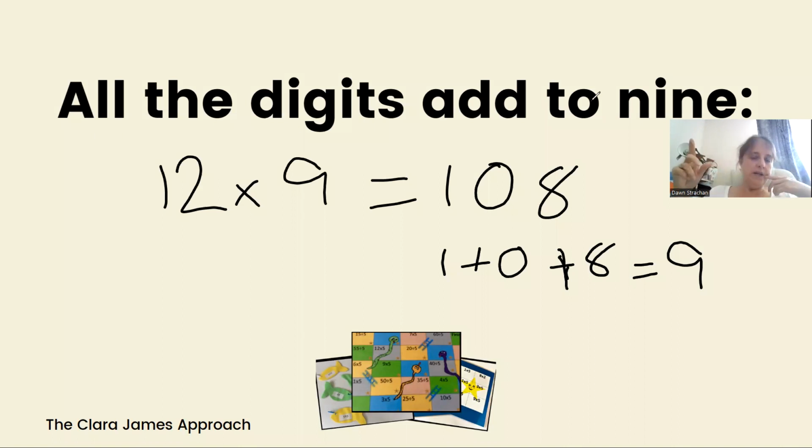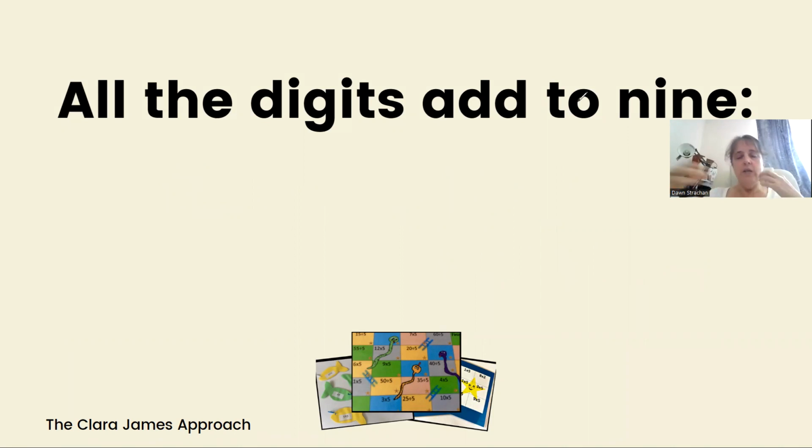And so it's just a quick and easy tip. So if you think you've come up with an answer but you're not quite sure if it's right or not, all you need to do is add the digits together, and if they make 9, then hey presto, there's a 99% chance that you are right. So that's the first trick I want to give you.